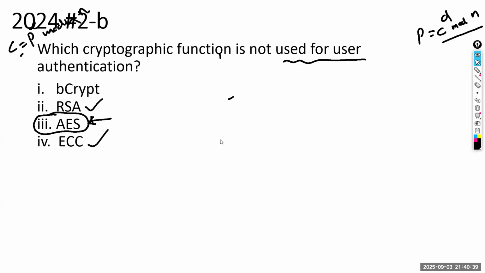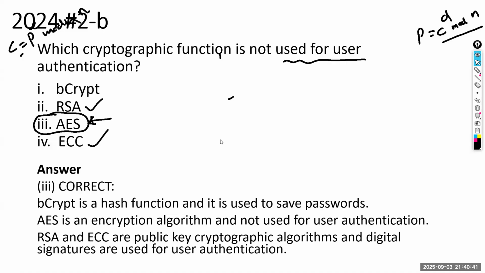So therefore the answer is AES. Okay, AES. So bcrypt is actually a hash function. If you don't know about bcrypt, still it doesn't matter because you know that definitely AES is wrong. Right? AES is wrong, because AES is symmetric key cryptography. Symmetric key cryptography can't be used for authentication, or digital signing.